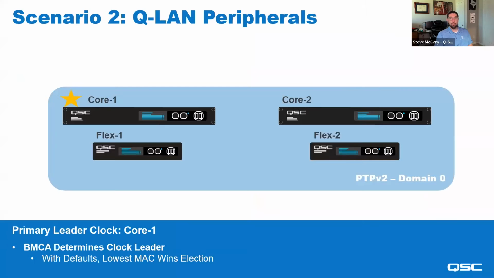In this scenario, what's going to happen is we have a thing called BMCA, the rhythm. This is what goes through and decides what's going to be the clock master, the clock leader. In this scenario, both of our cores and both of our IO8 Flexes are actually on the same network, and they are sitting together where they can all see each other. So only one of the cores will be the master. And if everything is still set to their defaults, it will be the one with the lowest MAC address.